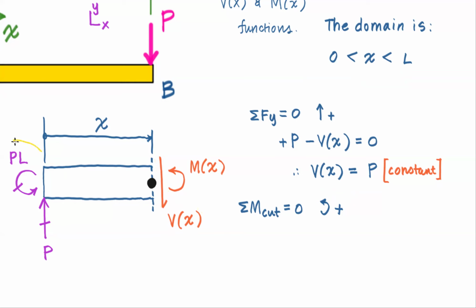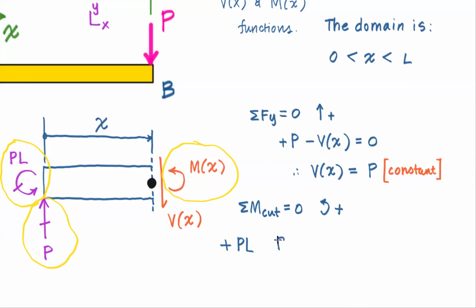How many things are we going to have? How many terms in our equation? 1, 2, and 3. Let's go ahead and do that. So first term, PL, that's our reacting moment. In order to maintain equilibrium, that couple moment acts thumbs up, positive counterclockwise, give that one a positive sign.